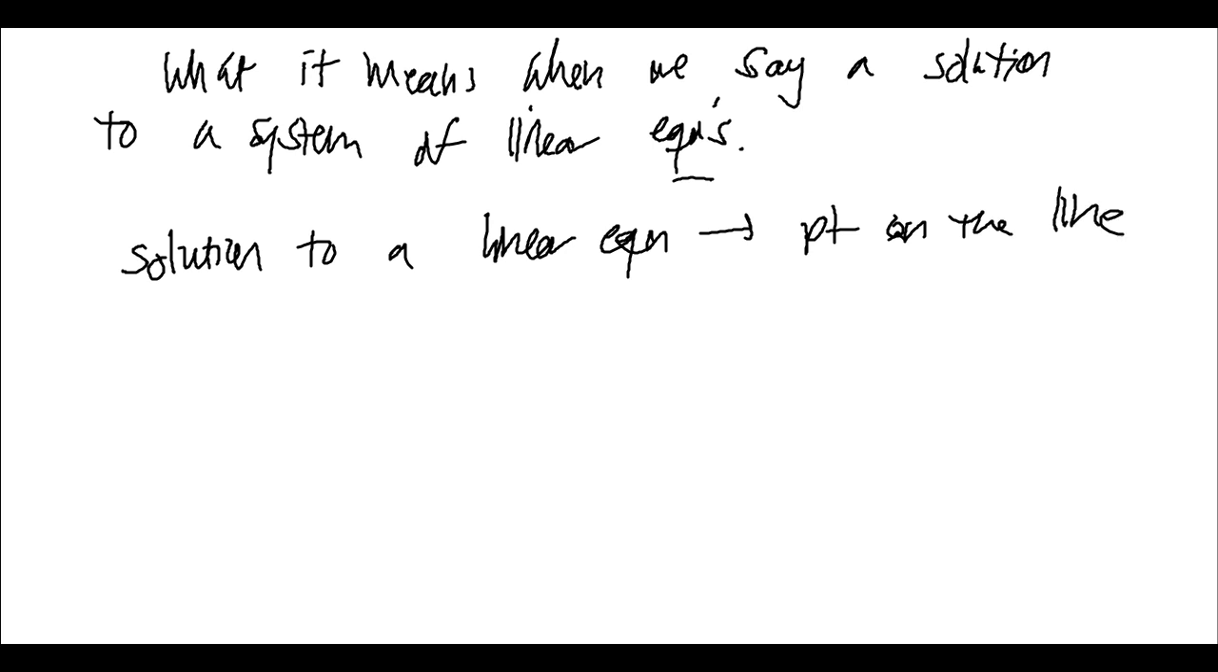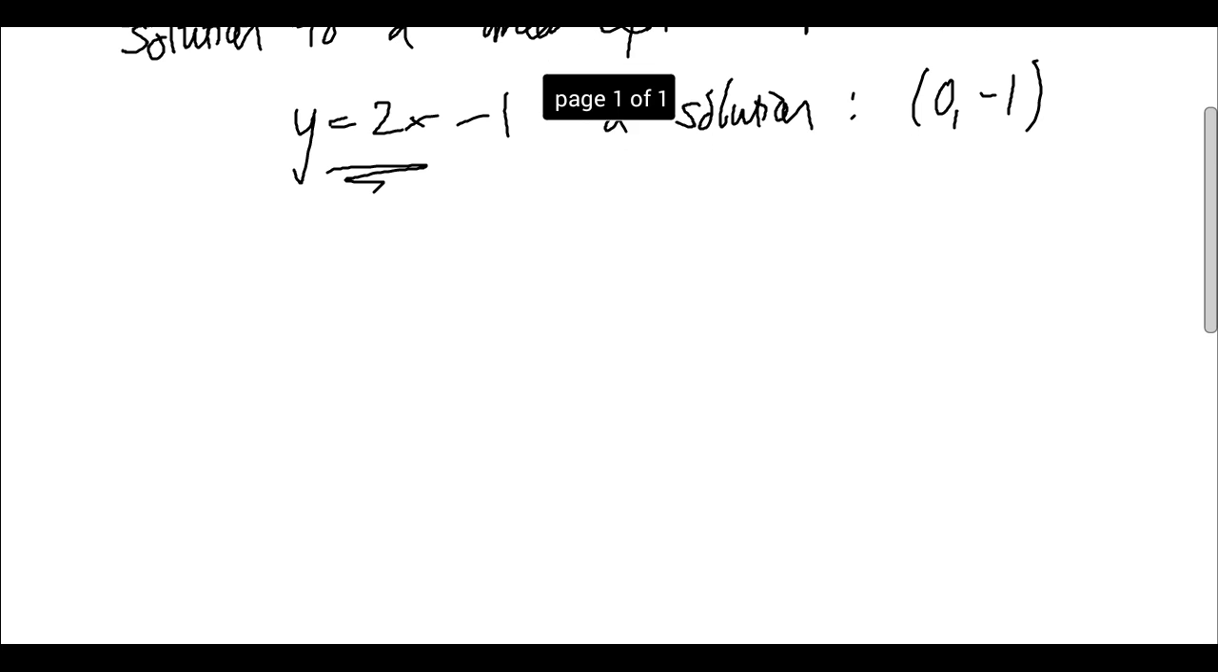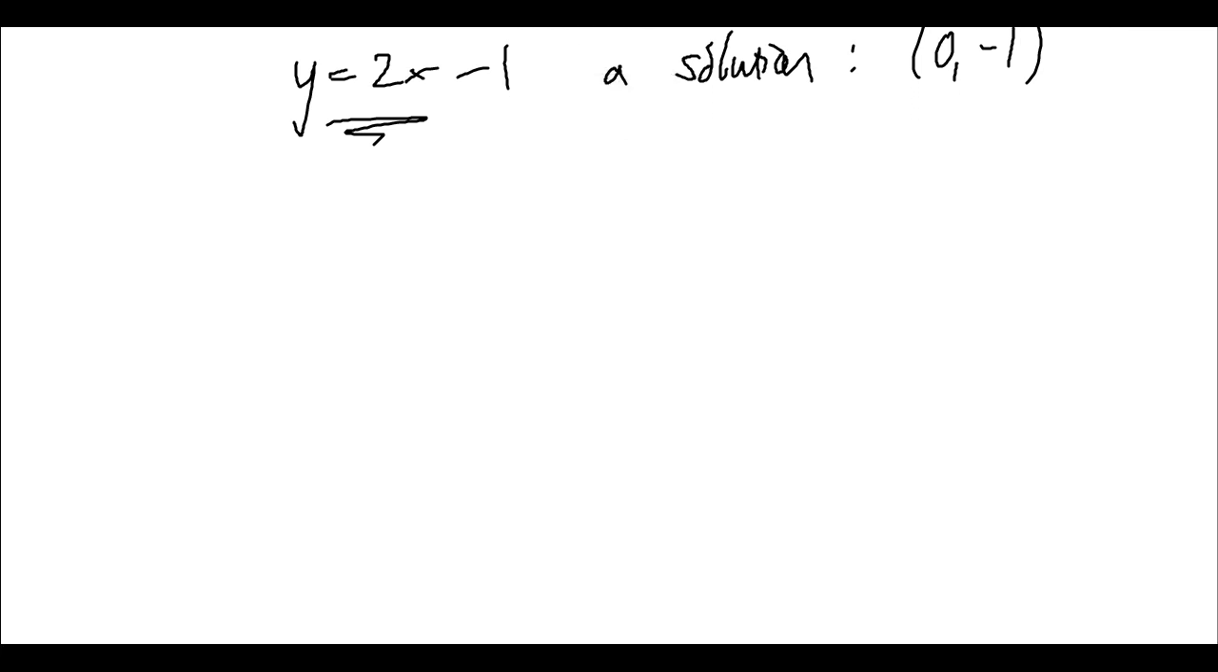Okay, so any point on the line. So if I'm thinking about y equals 2x minus 1, a solution to this equation is any x and y that makes this equation true. So one solution would be the y-intercept that I can read off from that -1. So (0, -1) is one solution. Maybe try and write down another solution. You know, plug in an x value, find the corresponding y value. Okay, so that's the solution to a single linear equation.